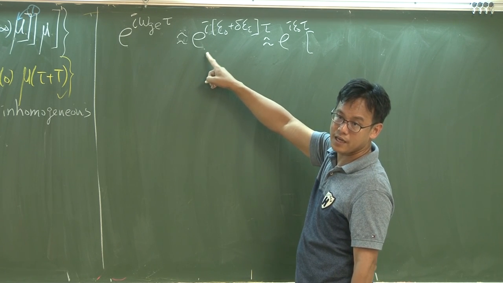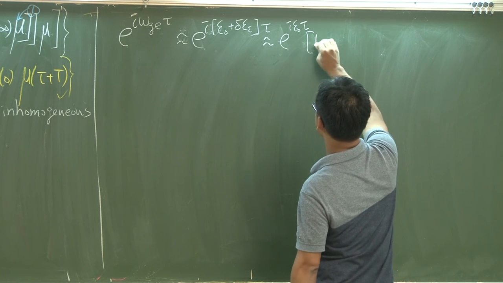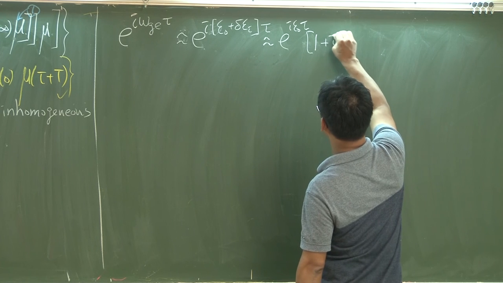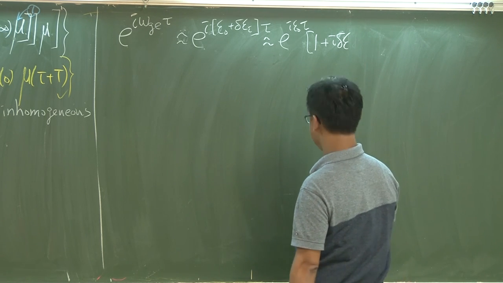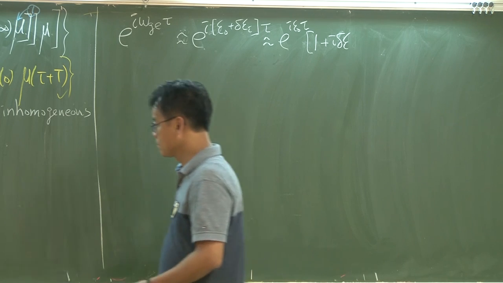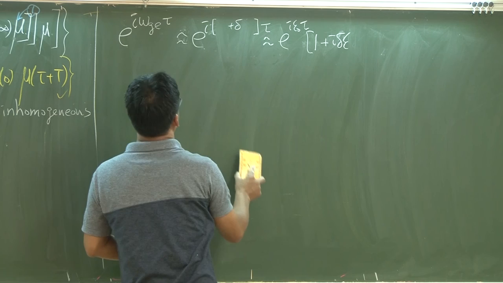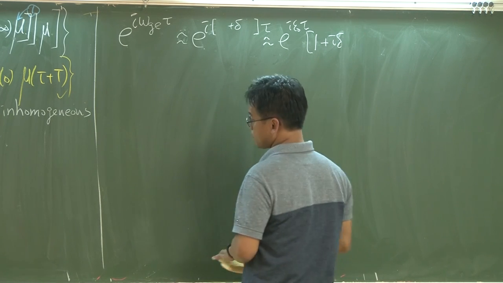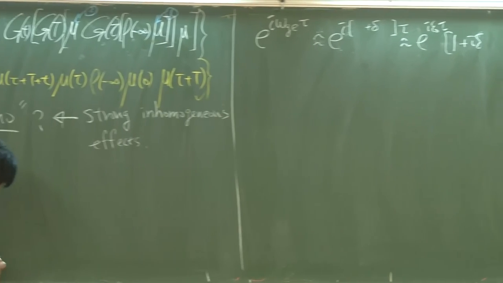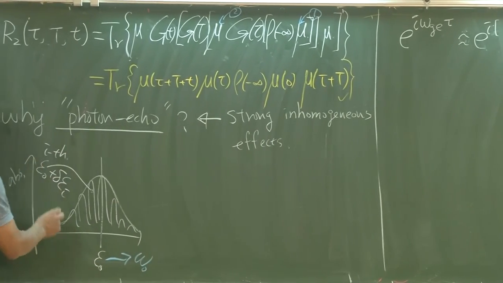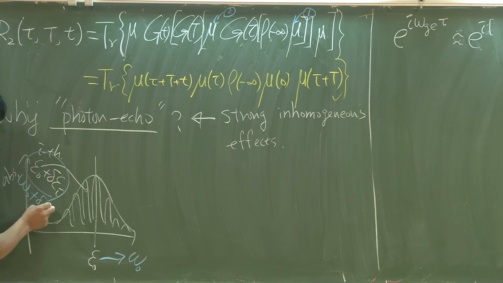We expand the second exponential up to the linear order. So this will be approximately 1 plus i delta epsilon. I shouldn't say epsilon, I will say omega 0. So epsilon 0 corresponds to omega 0. So this will be some omega 0 plus delta omega i.